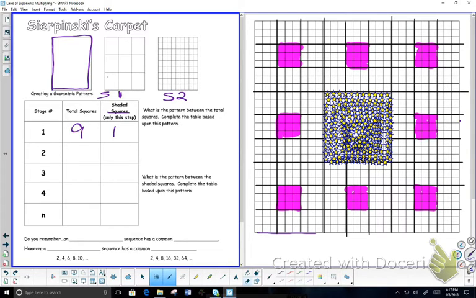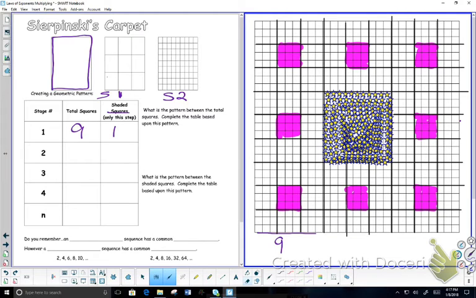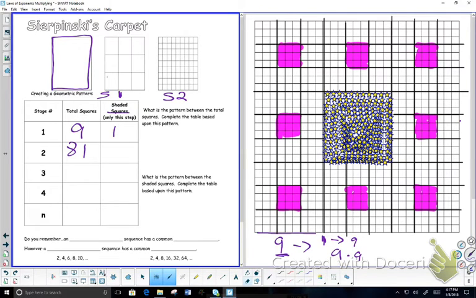So let's write this out. We had broken it into 9, right? And then we took each one of those, and we broke it into 9, right? So that means I have 9 nines, right? Does that make sense? I had 9, and then I broke each one of those into 9. So basically you've got 9 times 9, don't you? Which would give me 81 squares that we've now broken it into.